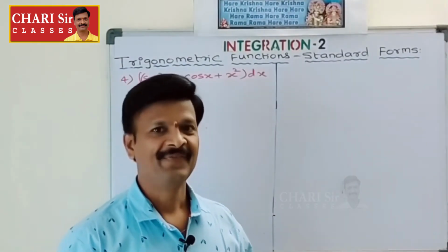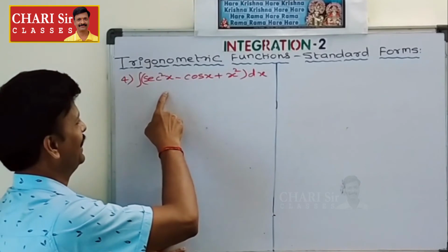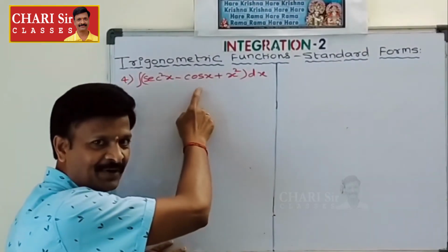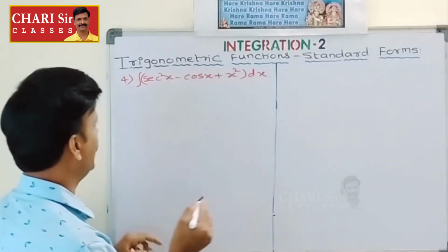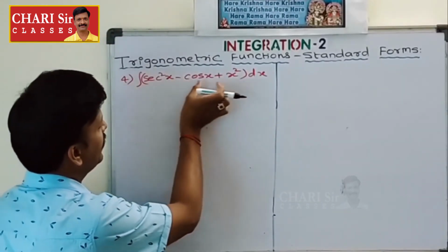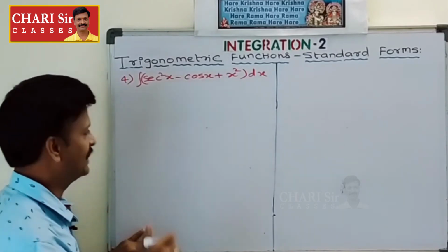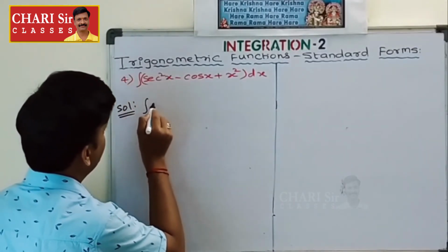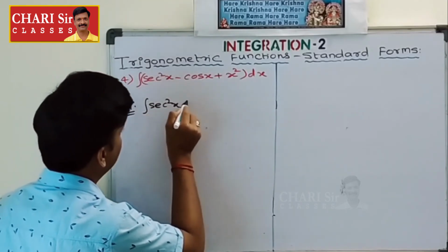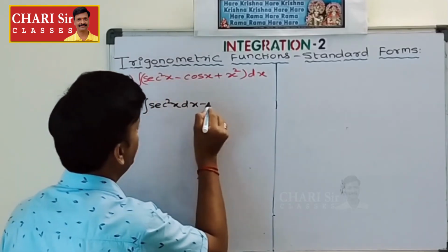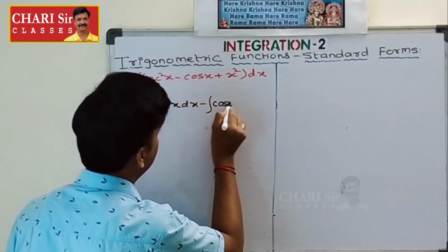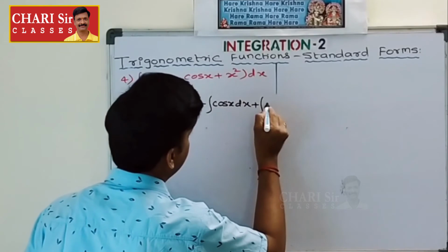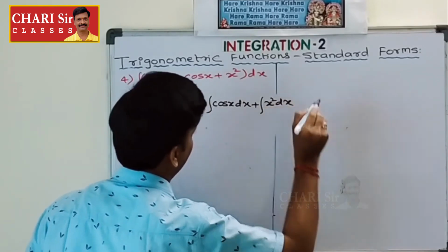Question number 4. This is a little simple question. Integration of secant square x minus cos x plus x square dx. This is also a previous year question. See how to write this. Just individually we will take the integrals of all these 3 functions. First, we write integration of secant square x dx separately, minus integration of cos x dx, and plus integration of x square dx, like this.